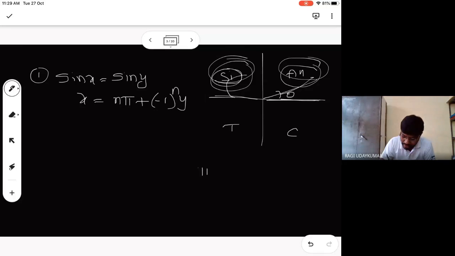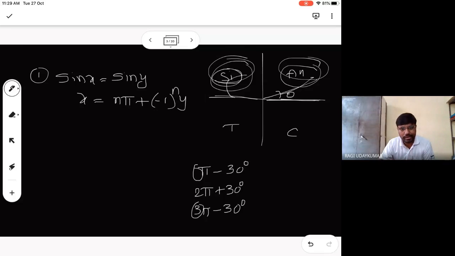Suppose you take pi, then minus comes: pi minus 30 degrees. If you take 2 pi, then plus comes: 2 pi plus 30 degrees. If you take 3 pi, then minus comes. So that is nothing but, whenever the multiple of pi is an odd multiple, minus comes; even multiple, plus comes. So that is decided by minus 1 to the power of n. This is an easy way for you to remember. Apply the logic, so that n pi plus minus 1 to the power of n into y.